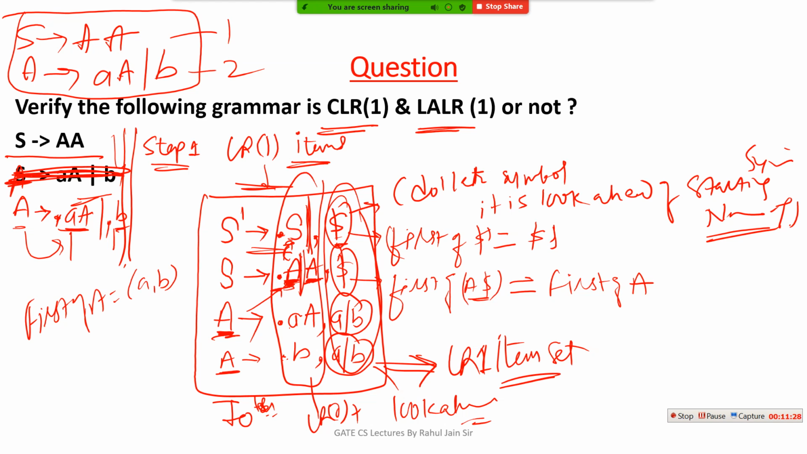Is it clear? Soumya says, no sir, I couldn't understand why A comma B come as a look ahead. Okay, I am discussing it once again. Don't worry, I am repeating the same problem.